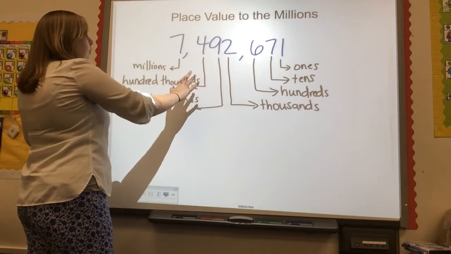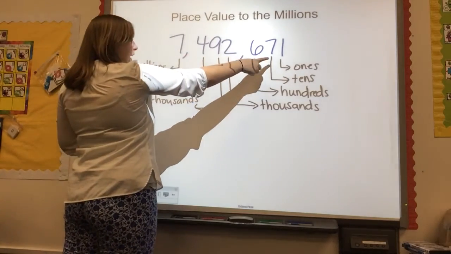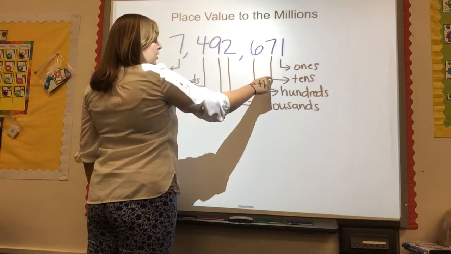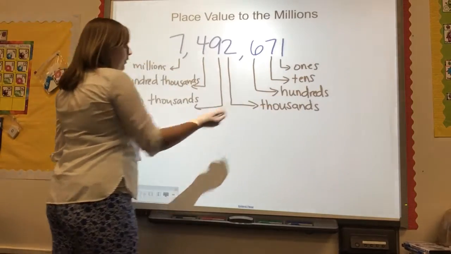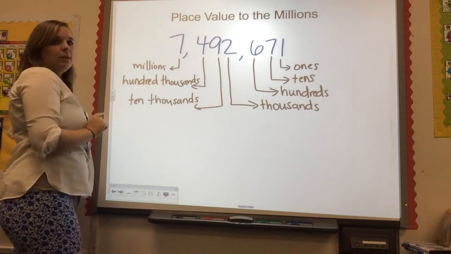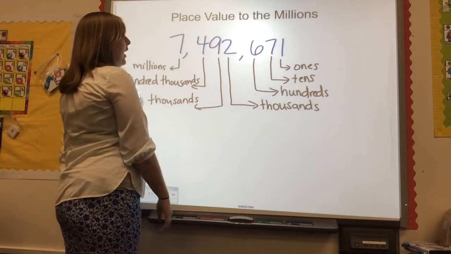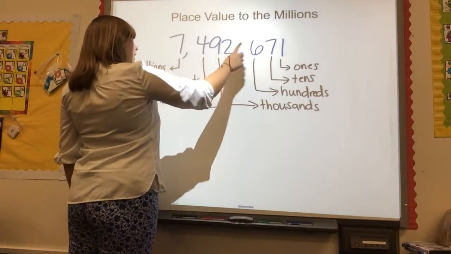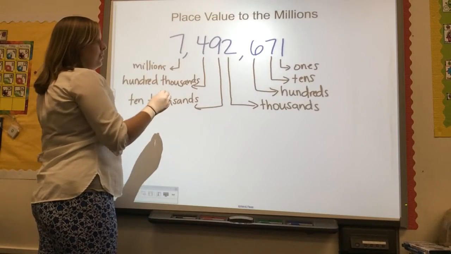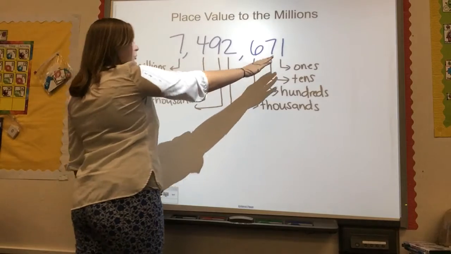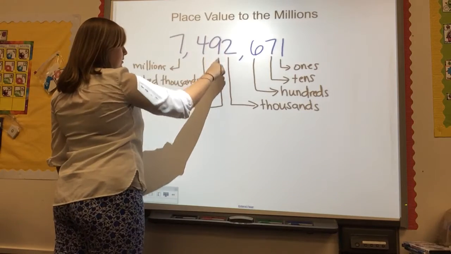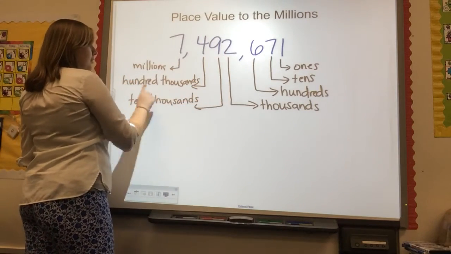So when we do place value, always start from the right side with your smallest one. Okay, your right side starts with your ones place, then you go to your tens, hundreds, thousands, 10,000s, 100,000s, and millions. Okay, so if I were to ask you with this number, 7,492,671, what place value is the 9 in? Okay, start from the right, ones, tens, hundreds, thousands, 10,000s. Here I can check with my arrow, 10,000s.